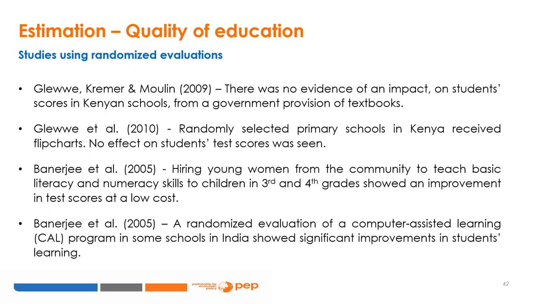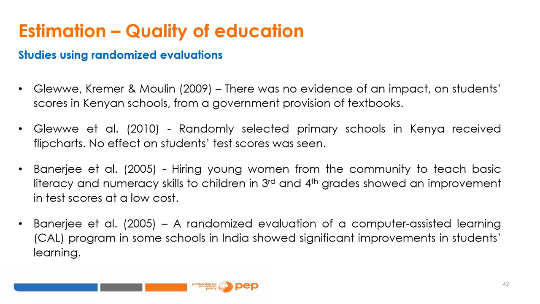The following studies used randomized evaluations to analyze factors affecting quality of education. Glewwe, Kremer, and Moulin, 2006, found no evidence of an impact on student scores in Kenyan schools with the government provision of textbooks. In another study by Glewwe et al., 2004, randomly selected primary schools in Kenya received flip charts. The results showed no effect on students' test scores. Banerjee et al., 2005, analyzed a remedial education program in some districts of urban India. The program consisted of hiring young women from the community to teach basic literacy and numeracy skills to children in third and fourth grades. They found improvements in test scores as a result and at a low cost.